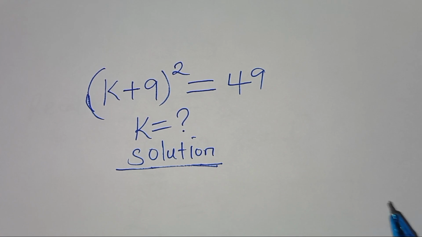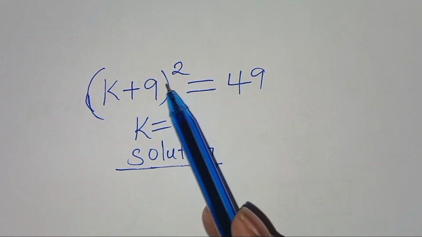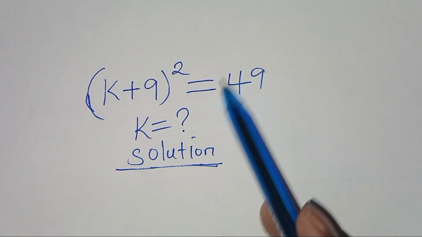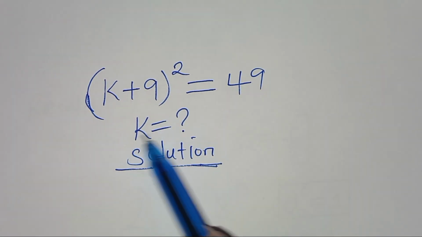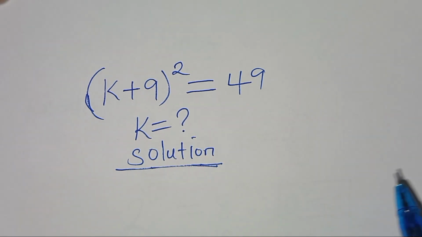Hello everyone, you are welcome to solve this nice algebra problem which is (k + 9)^2 = 49. So what is the value of k? Now we are going to solve this algebra problem by applying two methods.